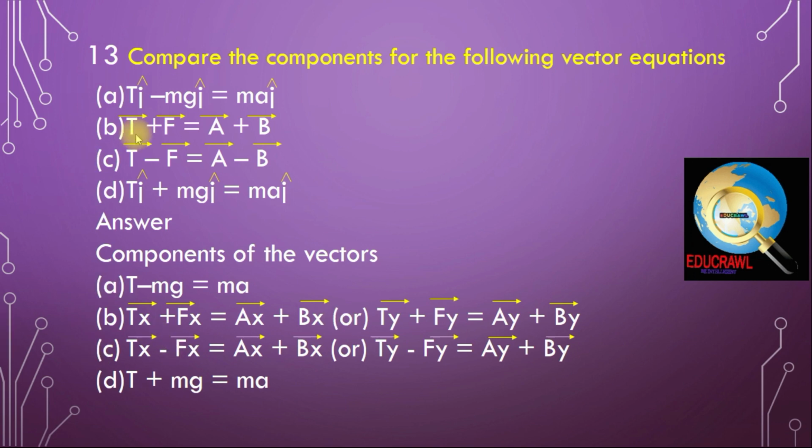That's all. Very simple. Similarly for the third one, we will have Tx minus Fx is equal to Ax minus Bx, or Ty minus Fy is equal to Ay minus By. Here also it should be a minus sign. Similarly, for the last one, T j cap plus mg j cap is equal to ma j cap. When you compare the components, T plus mg is equal to ma. That's all. Comparing the components means leaving behind the i, j and k cap and writing the remaining terms.